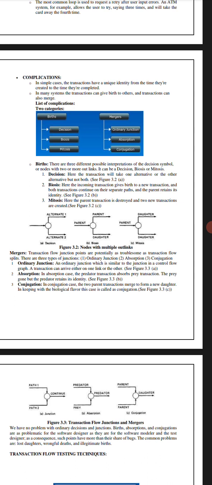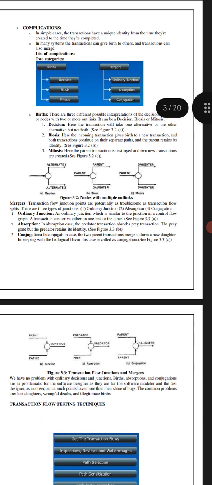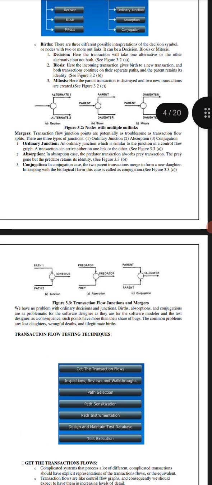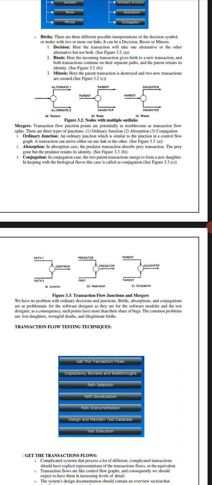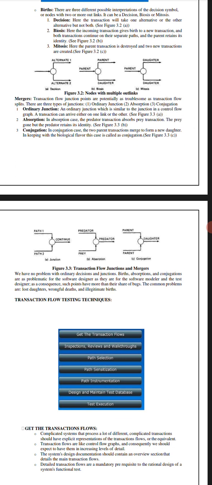Conjugation. In the conjugation case, the two parent transactions merge to form a new daughter, keeping with the biological flavor. In this case it is called conjugation. Let's see the figure that shows transaction flow junctions and mergers. Figure A shows a junction, figure B shows absorption and figure C shows conjugation.